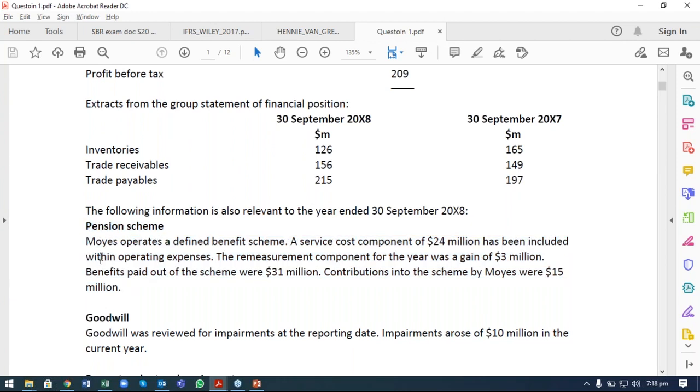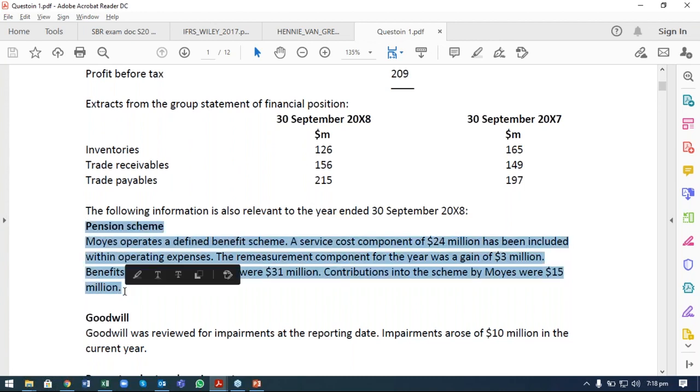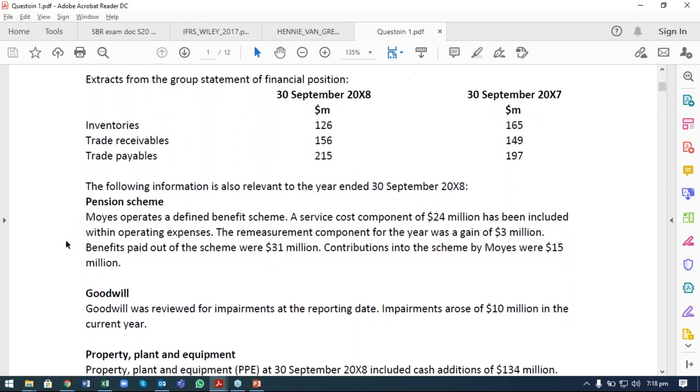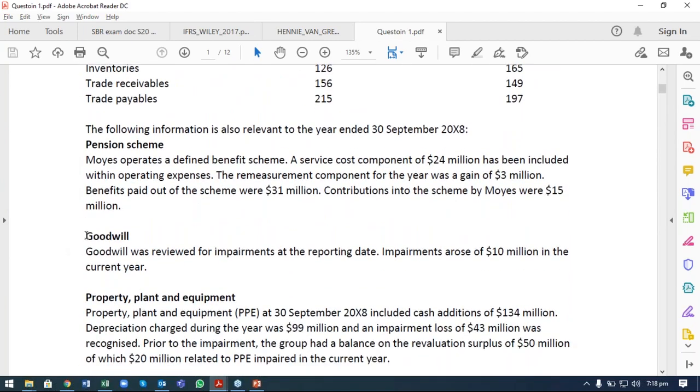So in this portion, the examiner has tested IAS 19 Employee Benefits, how students are going to account for the pension schemes if those are provided within the question. Next section is goodwill. This goodwill is related to IFRS 3, so it's pretty easy for us. I believe this adjustment is not a very technical adjustment.